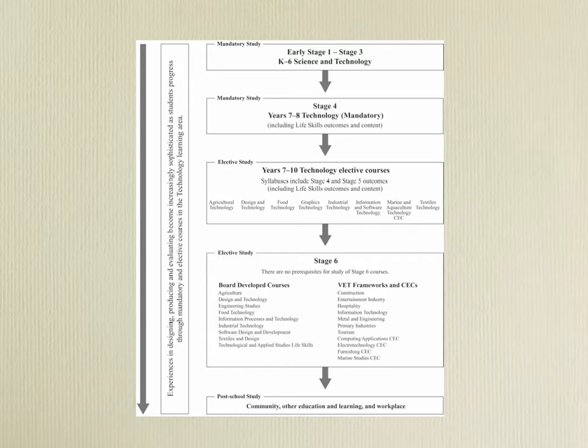This is a diagram that appears in all of our TAS syllabuses, and it shows us the continuum of learning from when the students begin in their early years in the primary school, in kindergarten, through to year 6 they are taught science and technology. Then all students, when they hit years 7 to 8, have technology mandatory. After that, they are able to elect the technology subjects that they would like to study, and this is where your particular interests will come to the fore.